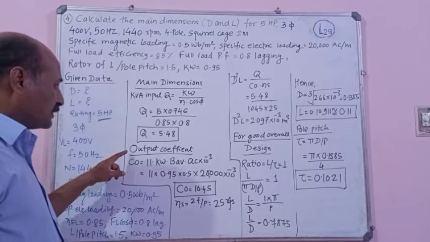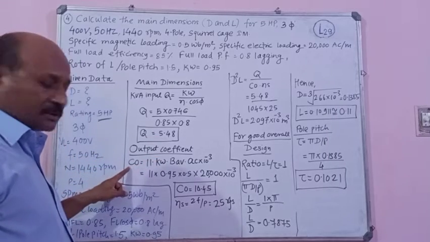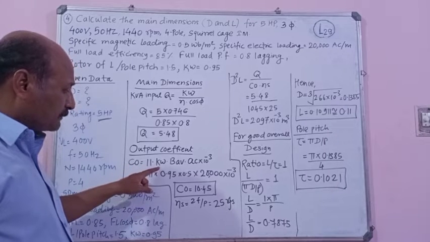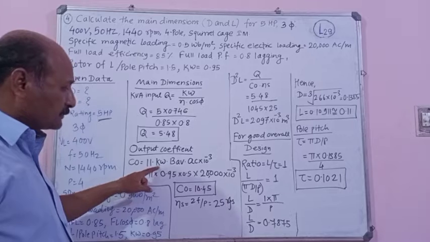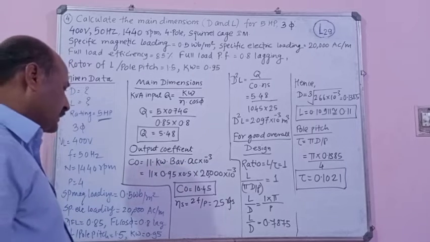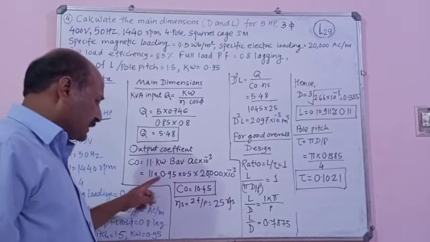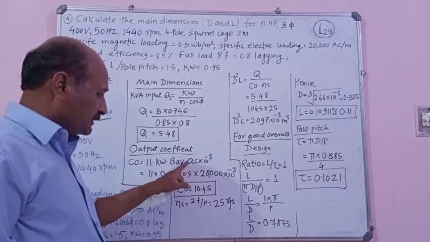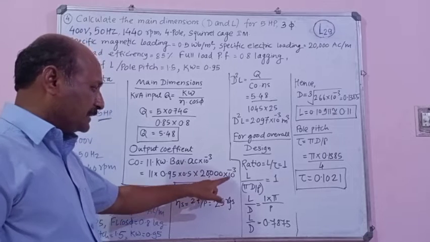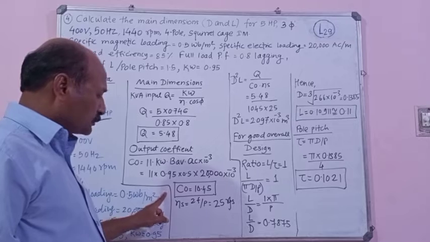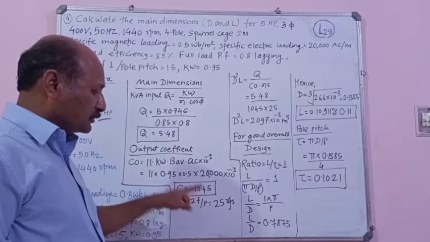Next thing is to calculate the output coefficient CO. Coefficient CO equals 11 multiplied by kilowatt multiplied by B average multiplied by AC into 10 to the power minus 3. So 11 multiplied by 0.95 multiplied by 0.5 multiplied by 20,000 multiplied by 10 to the power minus 3. In this way you will get the value of output coefficient equals 10.45.